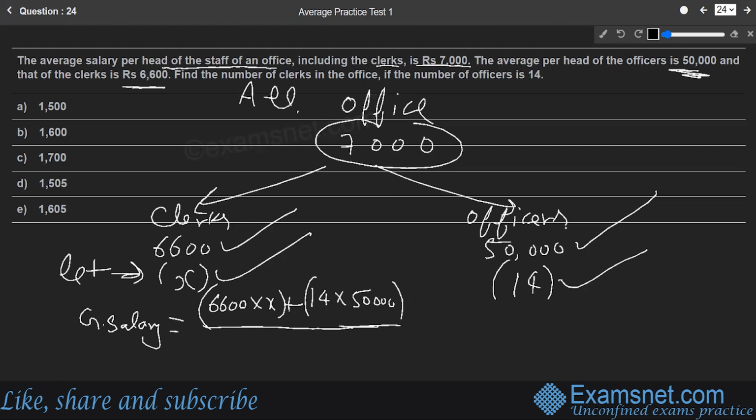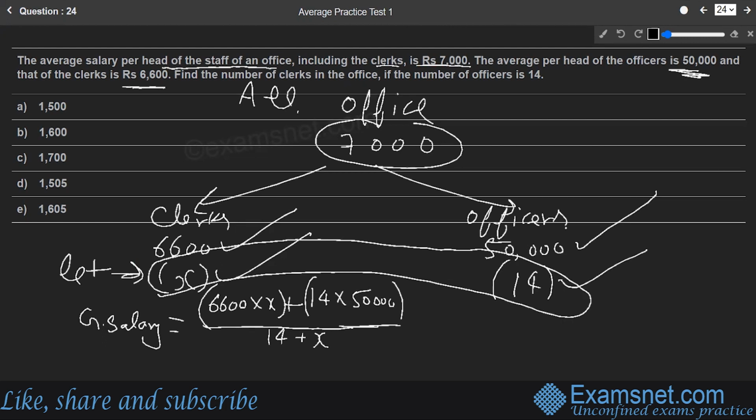So we don't have the clear total number picture. So what can we do? The total number of employees is 14 plus X. Okay, this is what we are supposed to do. And the grand salary of the whole office is given already to be 7,000. So we can always equate this to 7,000 like this. Then we can calculate for X. Let us try to solve this. 14 plus X will get multiplied by 7,000.